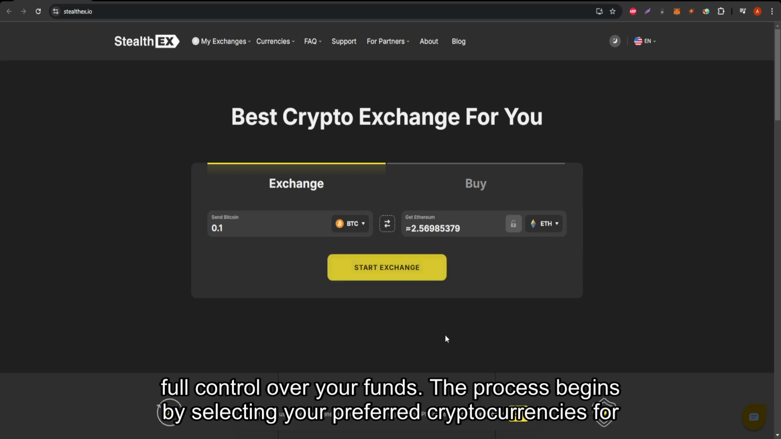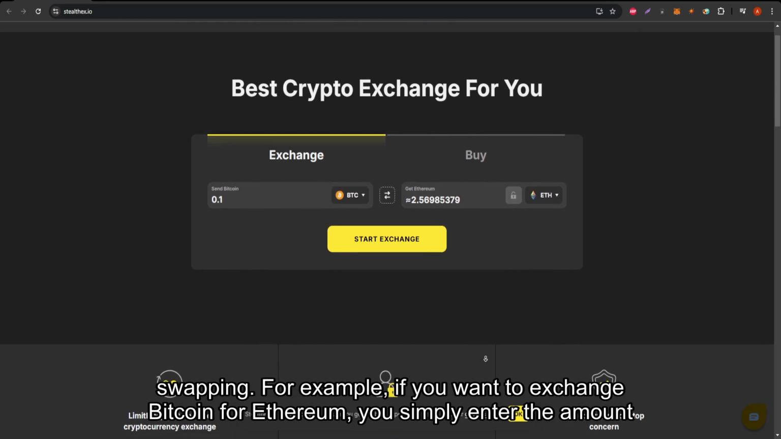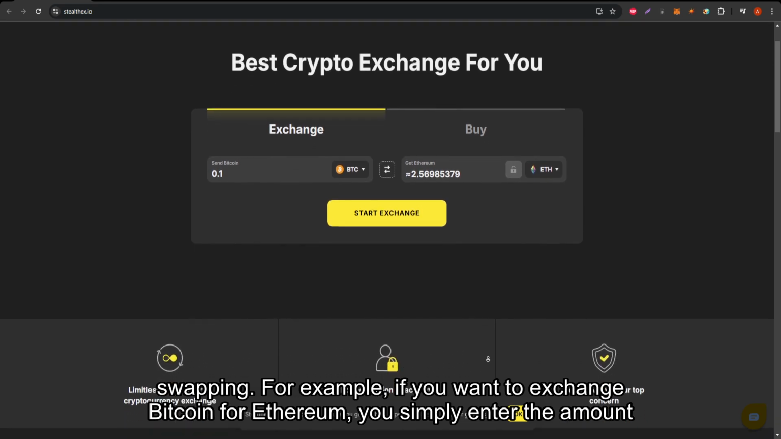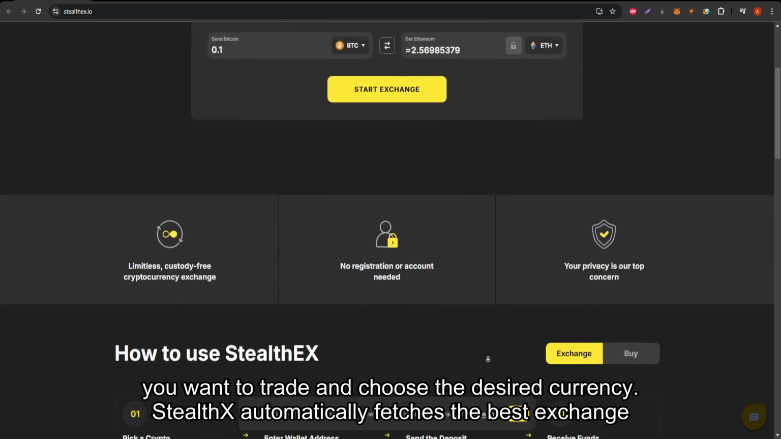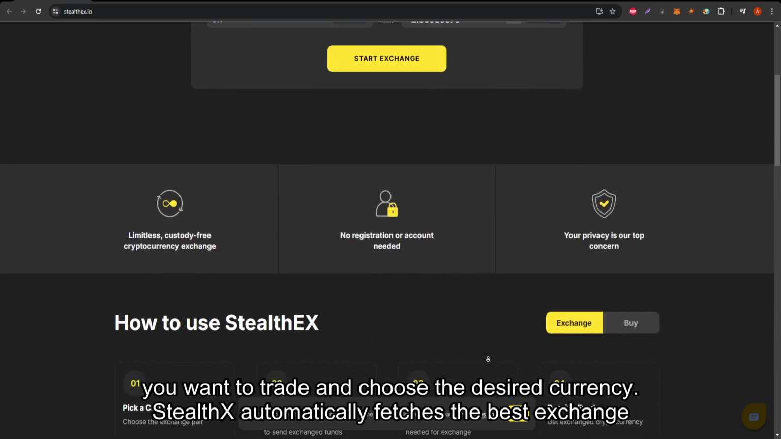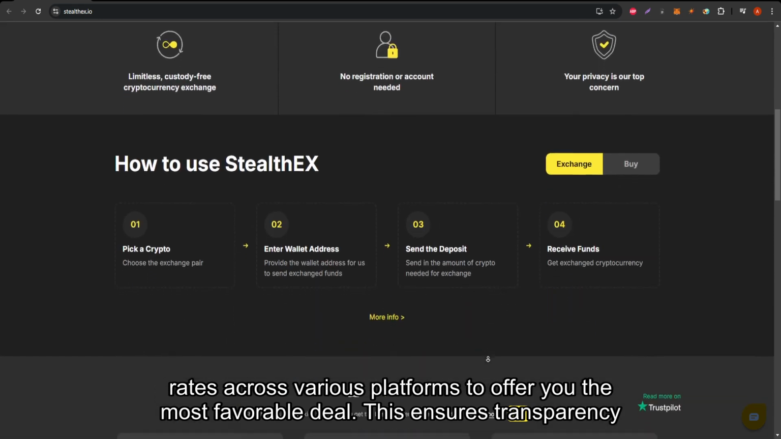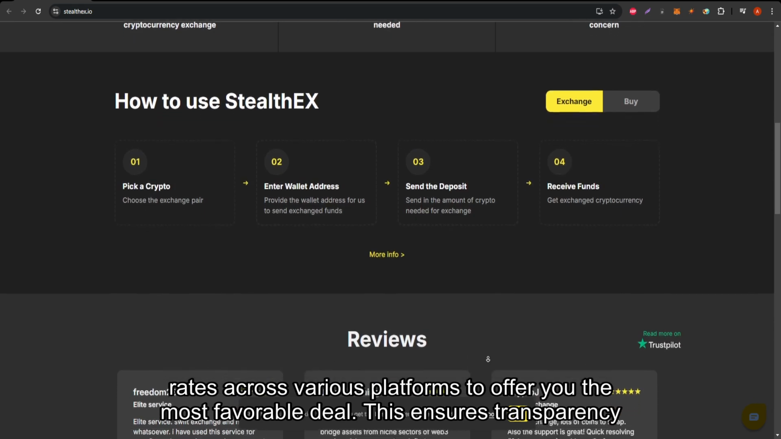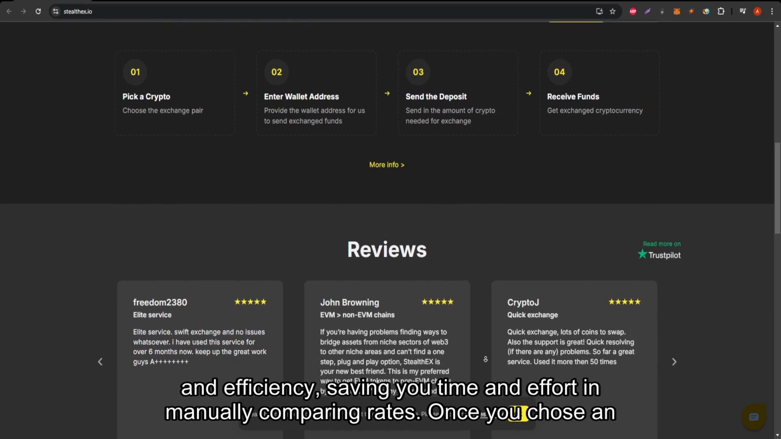The platform does not require registration, meaning you can trade anonymously while maintaining full control over your funds. The process begins by selecting your preferred cryptocurrencies for swapping. For example, if you want to exchange Bitcoin for Ethereum, you simply enter the amount you want to trade and choose the desired currency. StealthEX automatically fetches the best exchange rates across various platforms to offer you the most favorable deal. This ensures transparency and efficiency, saving you time and effort in manually comparing rates.